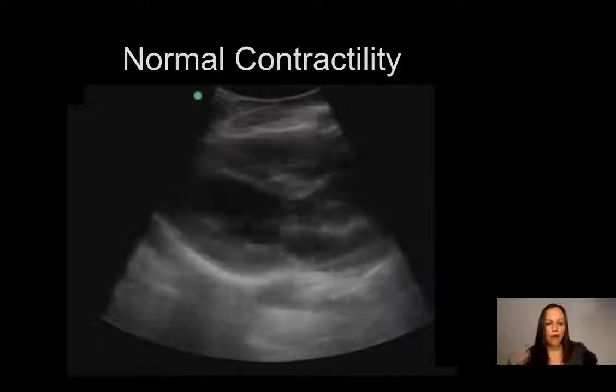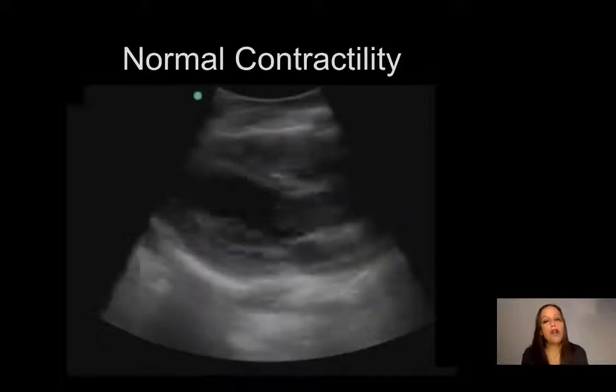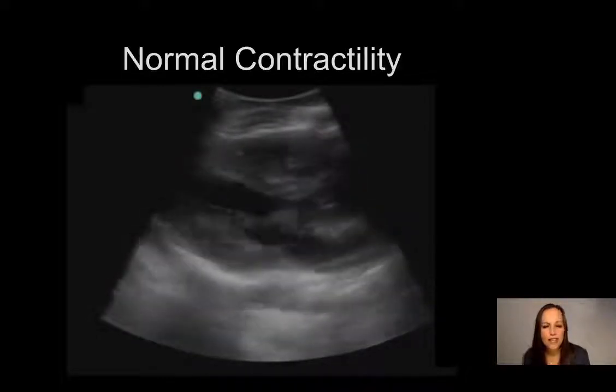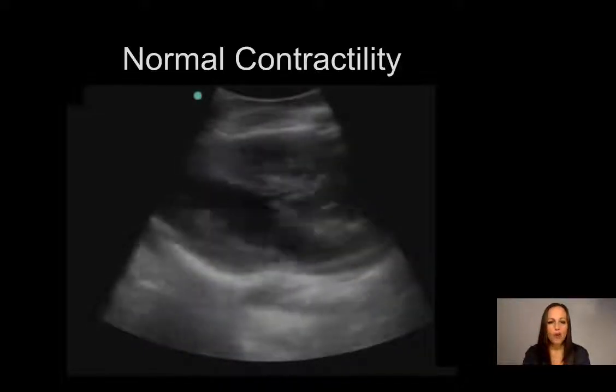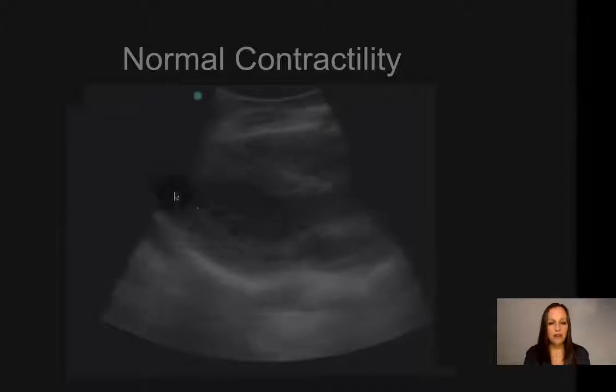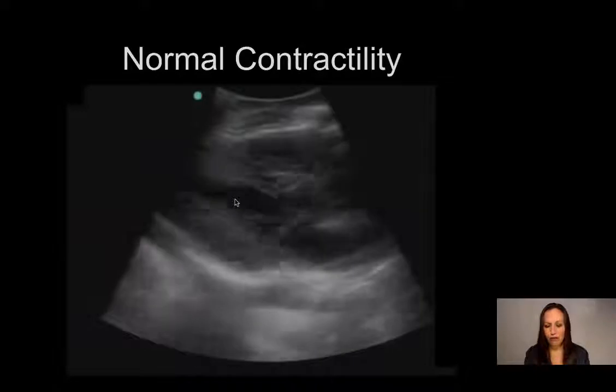Now we can go over the different examples just to reinforce this idea. This is an example of normal contractility. What you can see here again, the thickening of the posterior wall of the left ventricle. We see the movement of the anterior leaflet of the mitral valve in the direction of the septum, and we see the change in the size of the left ventricle.